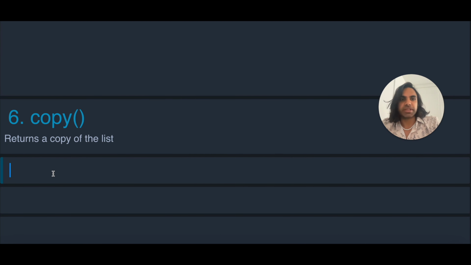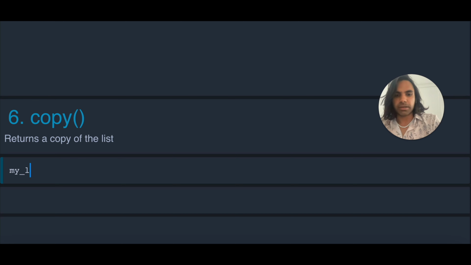Copy. Suppose I have a list and I want to make some changes, but I don't want to make the changes in the original list. How can I do that? For that, we can use the method copy. It's going to return a copy of the list. Then we can make changes in the duplicated list and the original list would be untouched. Let's see an example to see how that works.